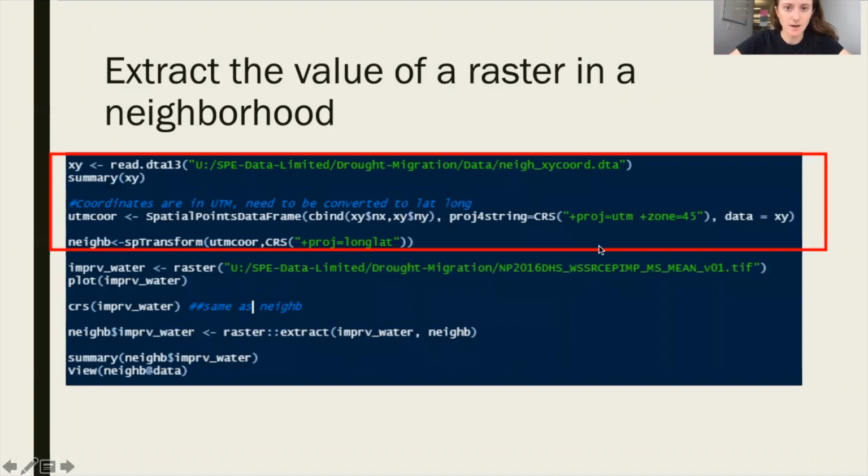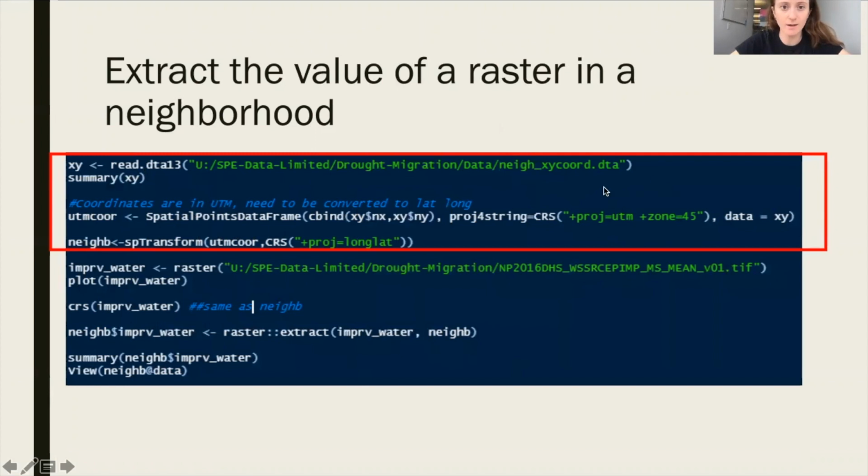Basically, what this code is doing is, first, I'm reading in the neighborhood coordinates, that file I showed you before where you just have latitude, longitude, and neighborhood ID. Then I'm turning those coordinates into a shapefile. This first step, the spatial points data frame step, is saying I want to convert these raw numbers and make them into a shapefile that can be plotted on a map.